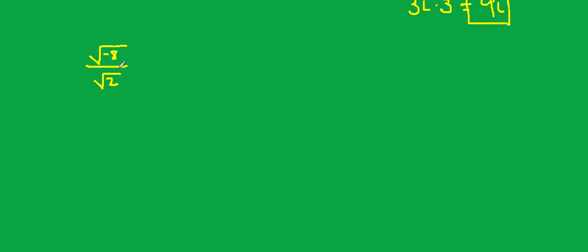And the last one here, quite nice. The index numbers are the same, so I can divide this. Negative 8 divided by 2 equals the square root of negative 4. And so the square root of negative 4 is going to be 2i. The square root of 4 is 2, and then the square root of negative 1 is the i. And you got it here. Okay.